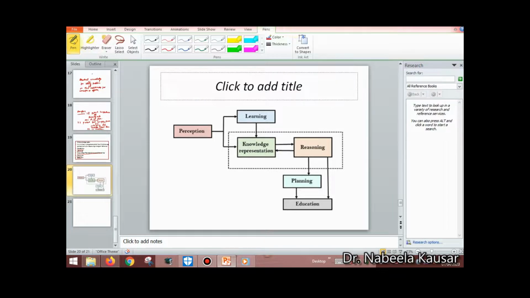So the first, perception. Through the perception component, the AI system retrieves the information from the environment. Means it receives the input from the environment.